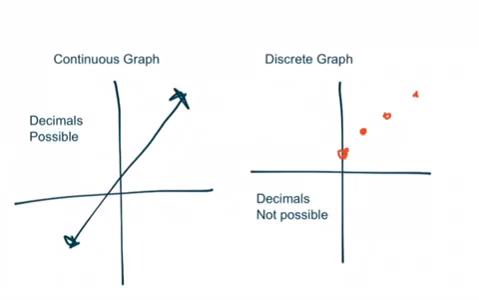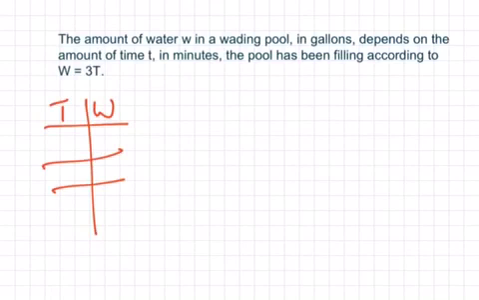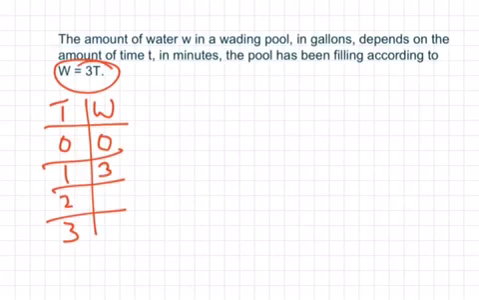So looking at a couple of examples. Okay, so this particular one, the amount of water W in a wading pool in gallons depends on the amount of time. So we can create a T-chart for this, where here's T like our X, and here's our W that we're calculating. Since it's real life, I won't plug in negative, so plugging in 0, 1, 2, 3. So that's for minutes. Plugging in 0, we'll have 0. We're plugging into this equation. Plug 1 in, 3 times 1. 3 times 2 is 6, and 3 times 3 is 9.